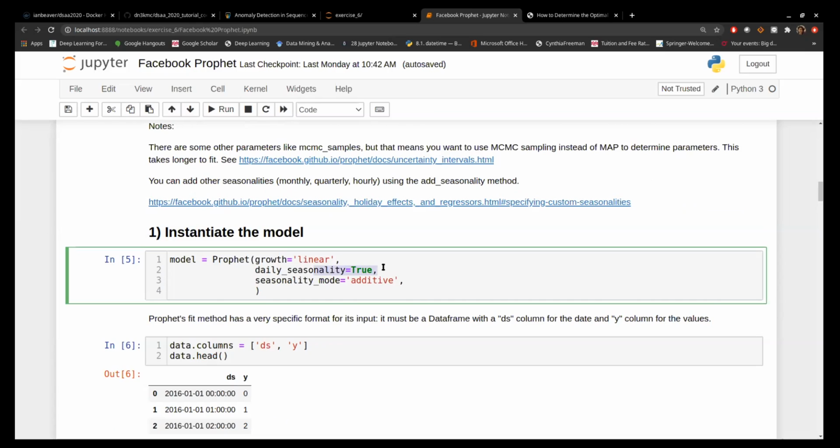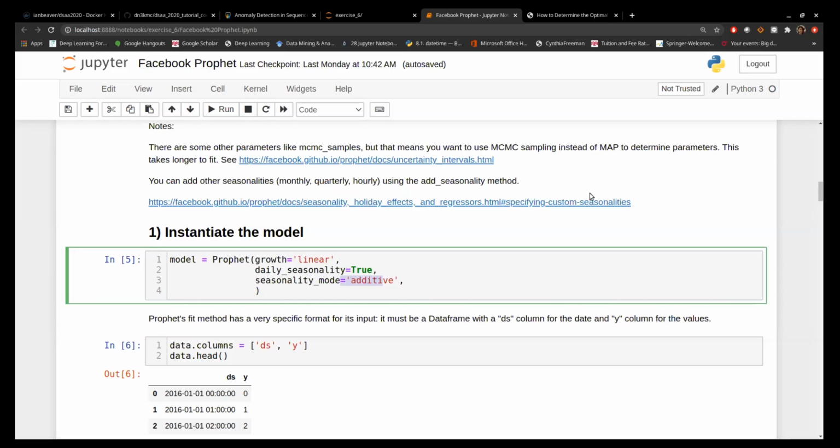Here I say, yes, there's seasonality, and set daily seasonality to be true. There are actually other parameters like yearly seasonality and monthly seasonality. If you don't specify them, they will just be set to auto and Prophet will determine for you if those are there. Here's the seasonality mode, which you can set to additive or multiplicative. Remember, additive is typically what you're probably going to see. Multiplicative means that the amplitude of the oscillations is related to the mean of the data. And we don't really see that in our data set.